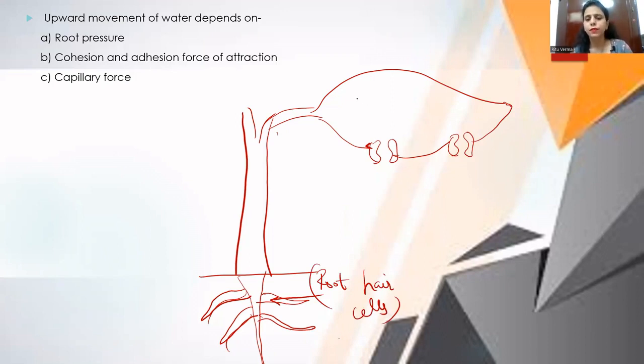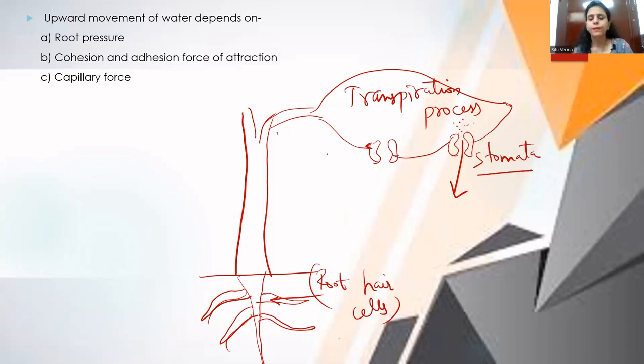And here in the leaf, what's happening? The transpiration process. Because of the transpiration process, water is being lost in the form of water vapors from the stomata. Now what happens is when the water is lost from the leaf in the form of water vapor, a suction is created here.